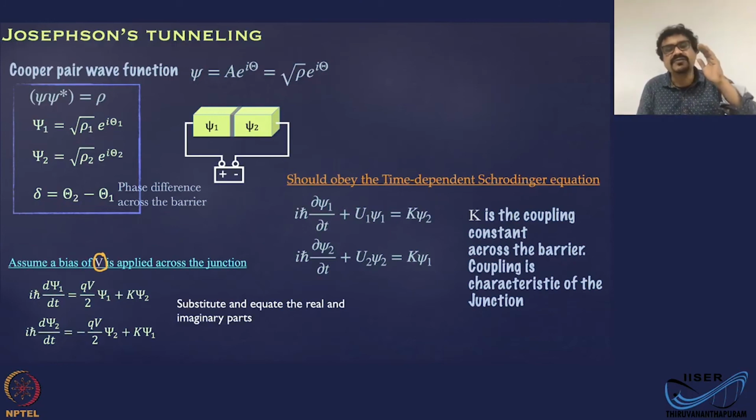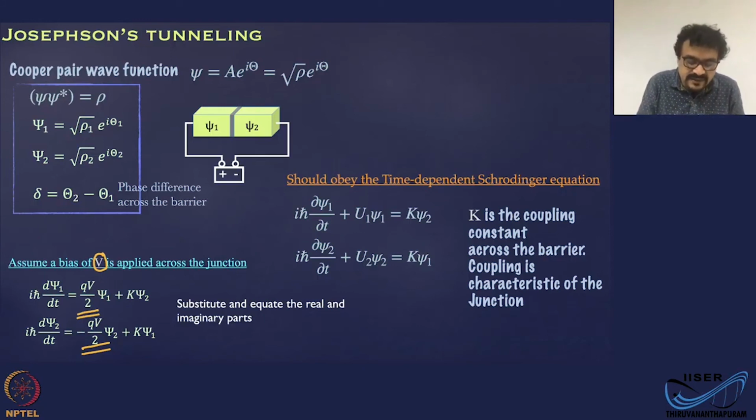Okay. Half of that is on the right side, half of that on the left side. So that is the energy. This is up, this is down, and 0 is in the middle. So U1 is QV by 2 and U2 is minus QV by 2, where Q is the charge. Here Q should be 2e. When you eventually solve it, it will be twice the electronic charge.